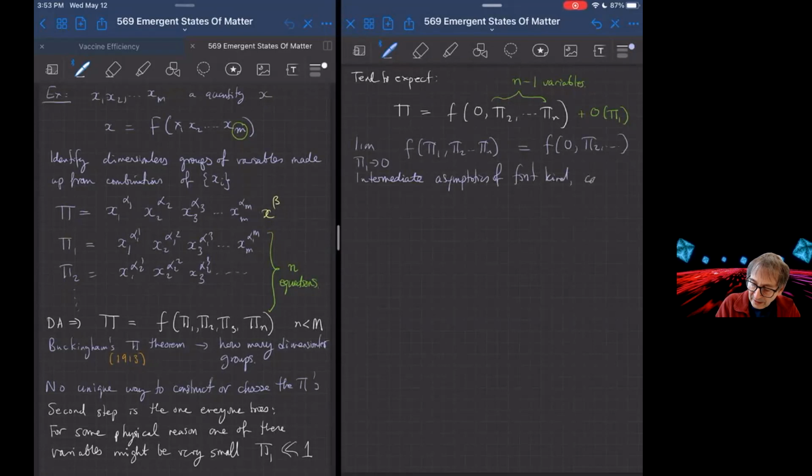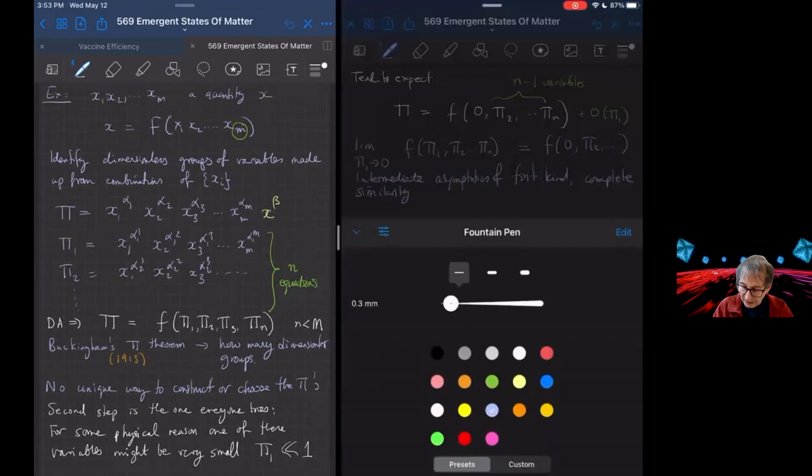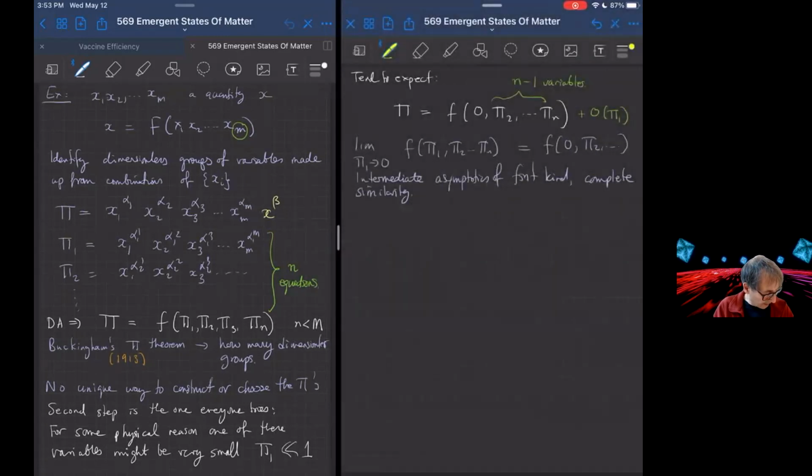Or complete similarity. So there's no reason for this limit to actually exist. So in many problems, this limiting process doesn't exist.